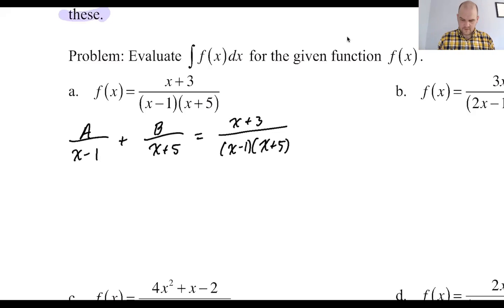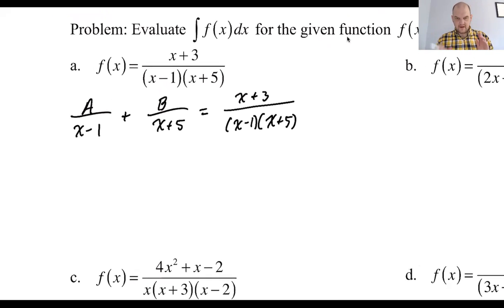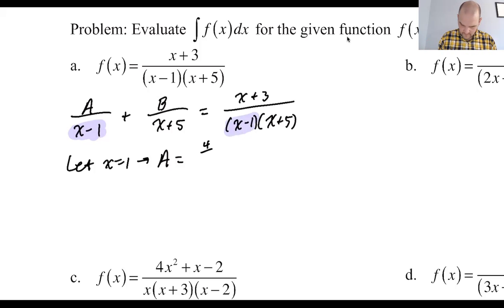All right, I'm going to use a cover-up method. So I look at A. The denominator of A is x minus 1. So I'm going to say, let x equal 1. And now this is going to solve for A. So A is going to be equal to, we go over here, we cover up x minus 1, and then we substitute a 1 for every x that we see. So we get 4 over 6, which is 2/3.